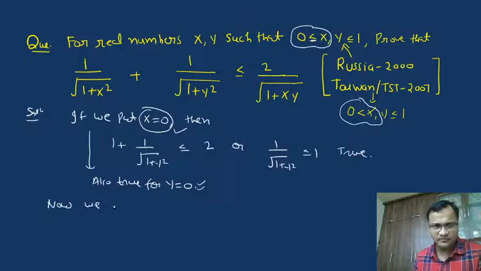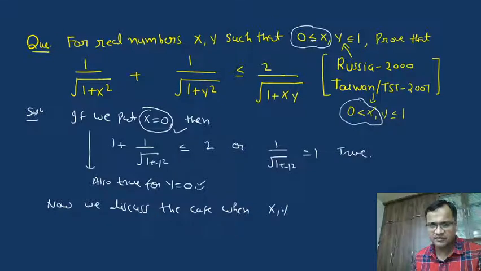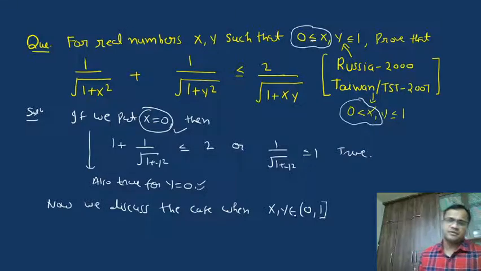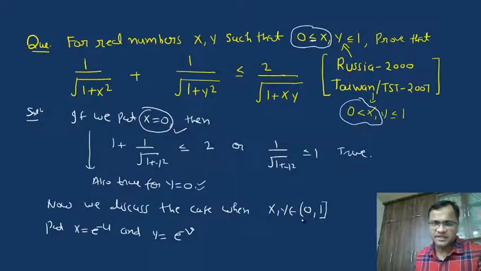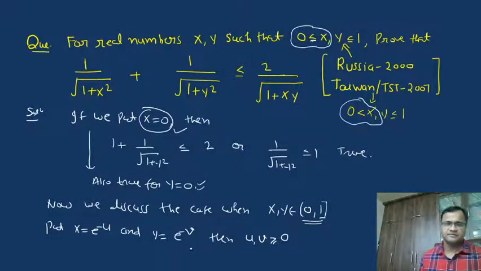Now we discuss the case when x and y both belong to the interval 0 to 1. Using change of variable, put x equals to e to the power minus u and y equals to e to the power minus v. Since x and y belong to this interval 0 to 1, then clearly u and v both are non-negative quantities.